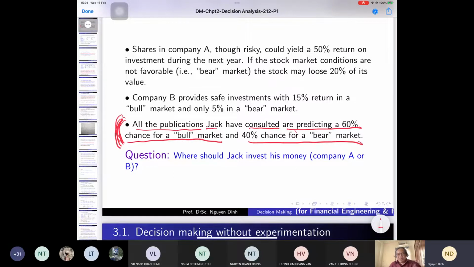Many ways. Decision making theory gives you some way to make a decision. It depends on you. We cannot say which way is the best, but which way is the best based on your point of view. Like I tell you, B is safe. A is risky.